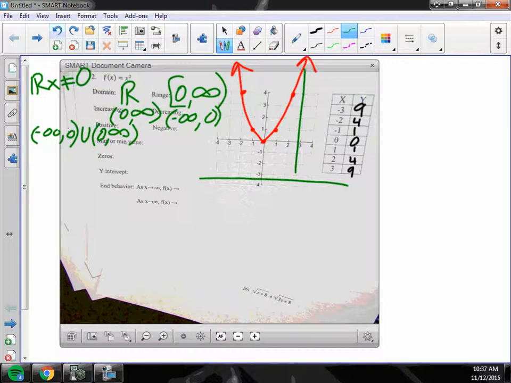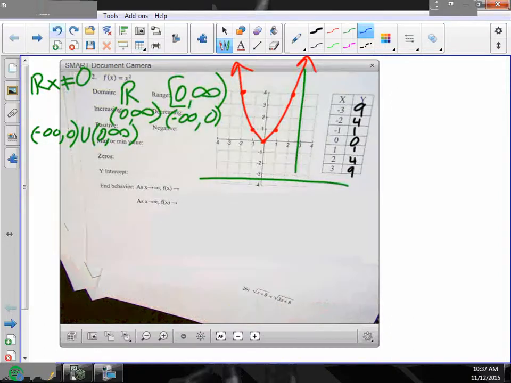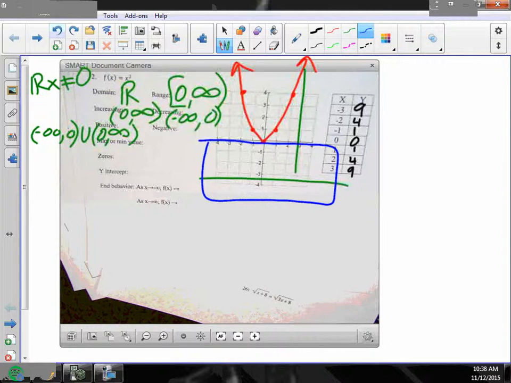There's none on the bottom. Everywhere but 0. Okay, you understand? Okay, when is this graph negative? And where do you see the graph down here? Nowhere, so it'd be never.